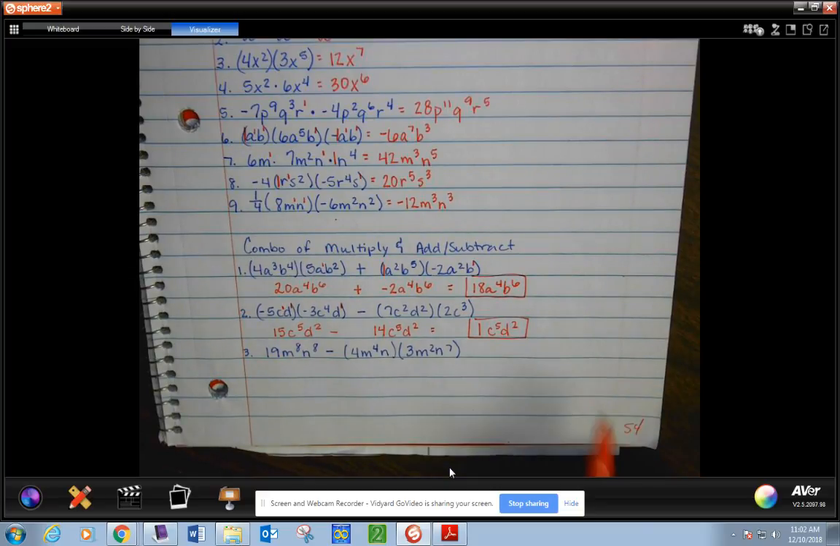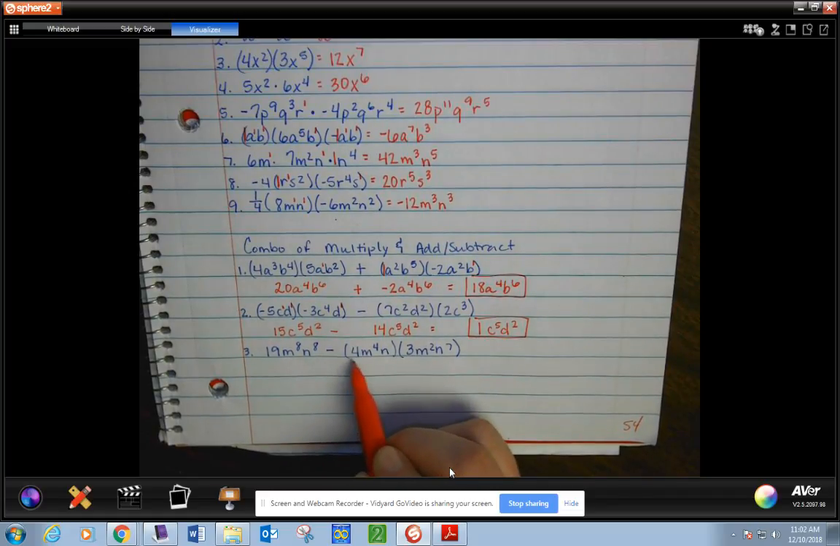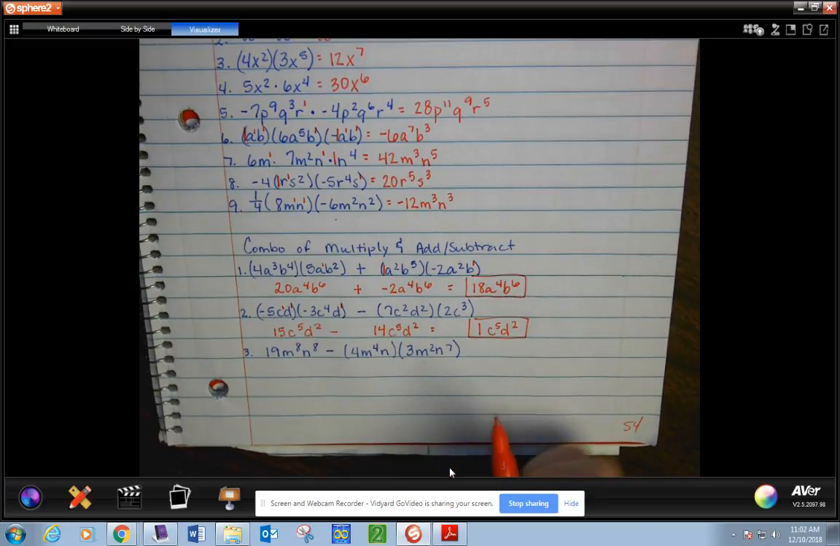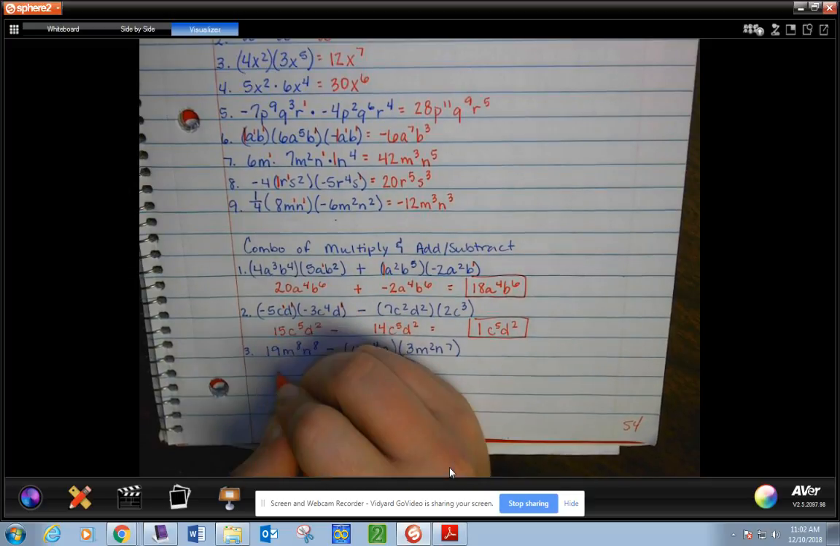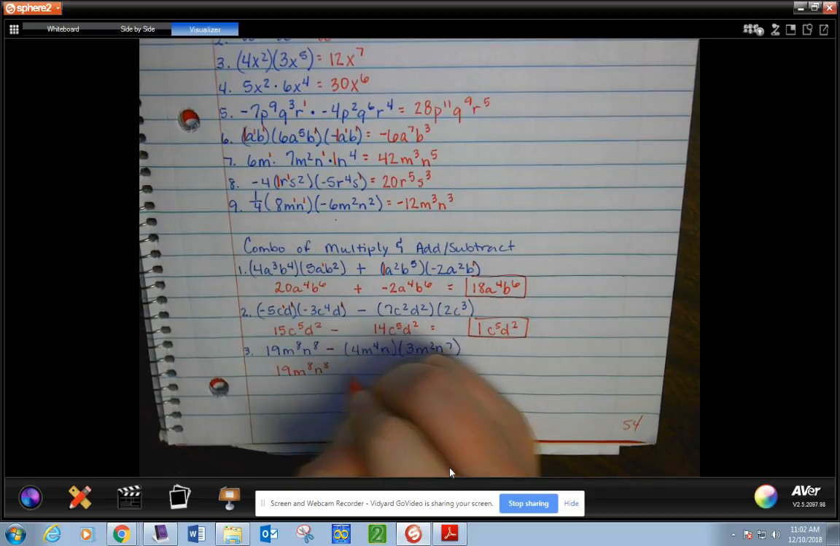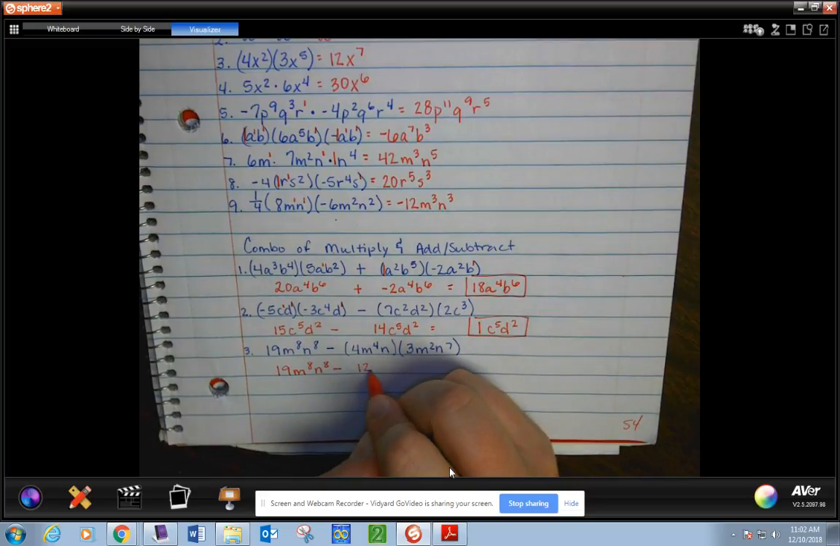Okay, my last example, I have 19 m to the eighth n to the eighth minus 4 m to the fourth n times 3 m squared n to the seventh. I can't do anything on the left side, so I'm going to go ahead and bring that down. 19 m to the eighth n to the eighth. Keep my minus. 4 times 3 is 12.